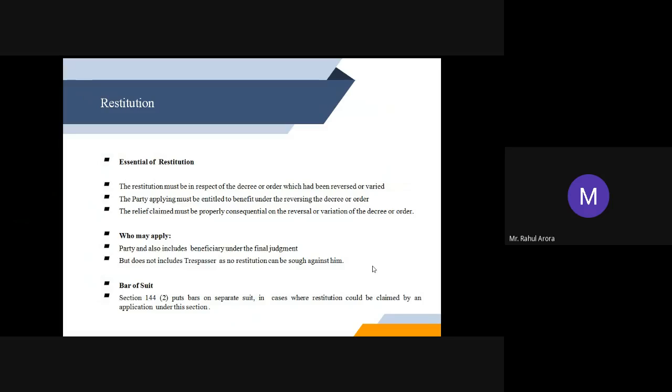In other words, there must be an erroneous judgment. The benefit of that erroneous judgment has been received by one party, and the erroneous judgment has been reversed, set aside, or modified by the higher court. If these conditions are satisfied, the court must grant restitution to the aggrieved party. It is not discretionary but obligatory on the court to perform its duty, as it is based upon the equitable principle, that is just equity, justice, equity, and good conscience.